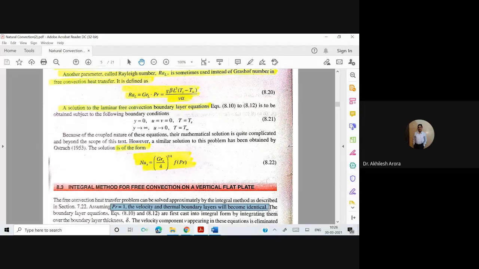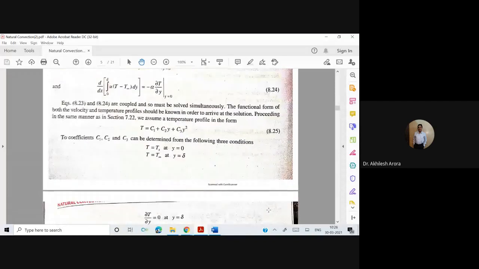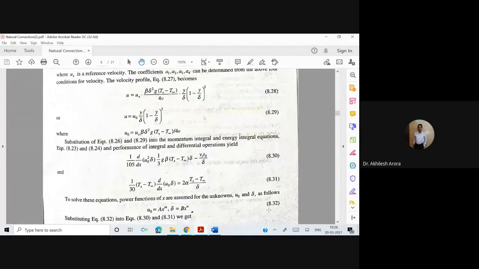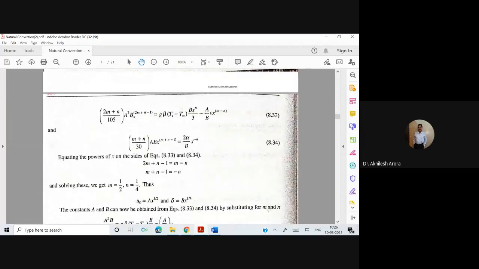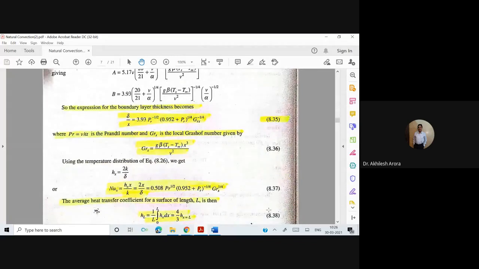When solving this equation, all the solution is given here; you need not go through it. We will be finally coming to the final answers. Yes, these are the final answers. So once again, you can see it here. The solution is quite complicated. The expression for the boundary layer thickness becomes delta by x. X means now we are talking about the vertical direction.